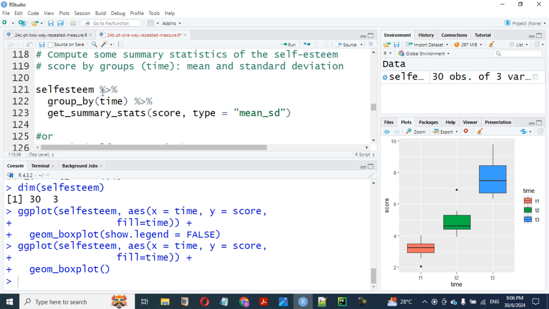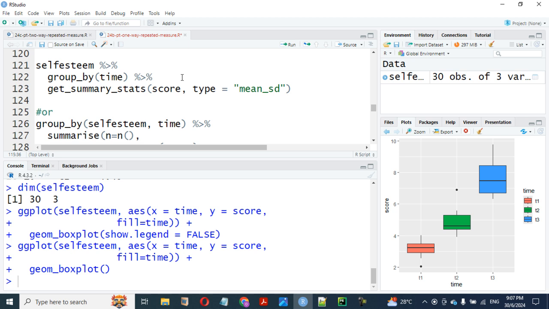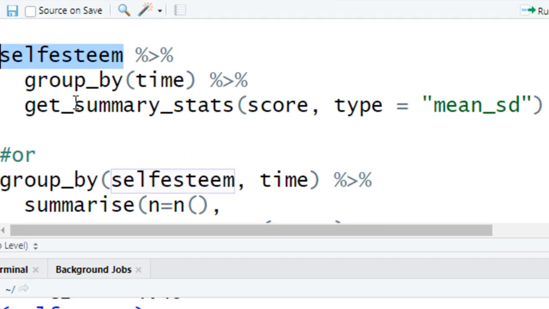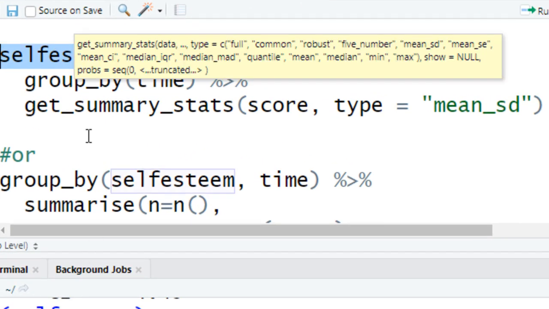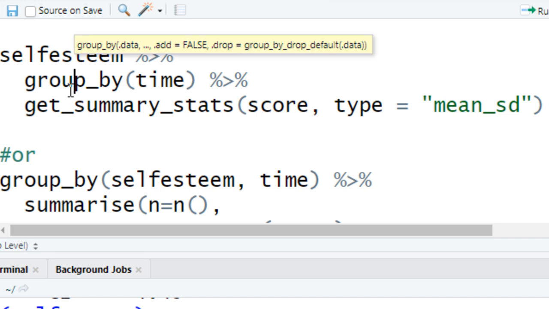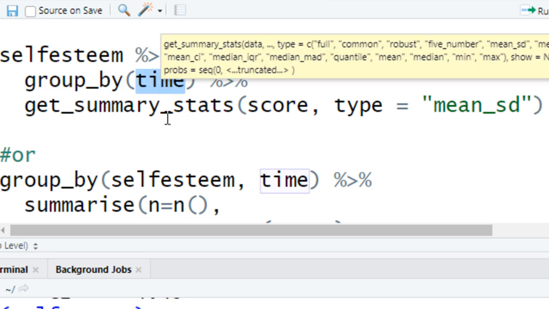If you don't understand the piping, you can go and listen to one of my videos on piping under statistics and how. I made it very basic so you can understand it at an elementary level. I didn't make it complicated at all. I made it very simple so that a beginner can follow. Now here, self-esteem is passed our data set, and we group by time. Time is our factor variable or categorical variable. Don't forget, categorical variable.